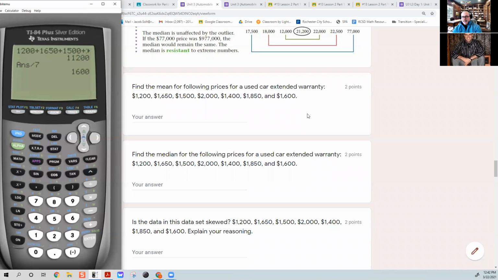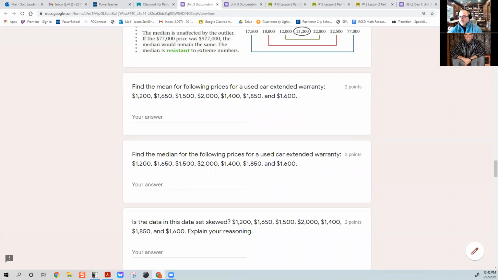The mean has been calculated. Now we have to find the median. Okay. So in my head, I'm going to start eliminating the highest and lowest numbers. Well, my lowest number here is 1,200. I'm going to mentally cross that off. All right. Now I see my biggest number here is 2,000. I'm going to mentally cross off that number there.